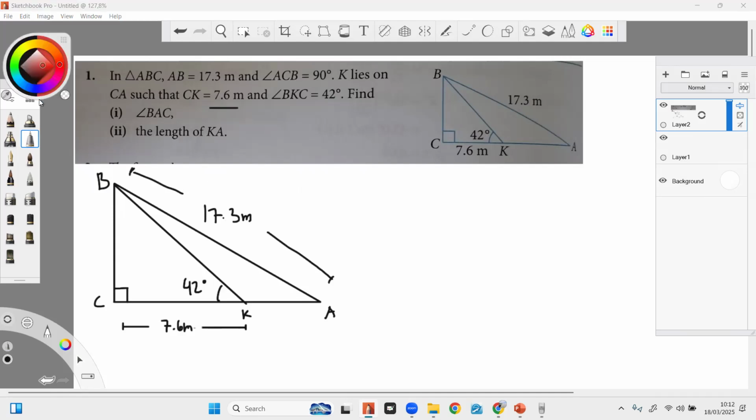So find number 1, BAC. What is BAC? Okay, can we do it fast? What do you use?